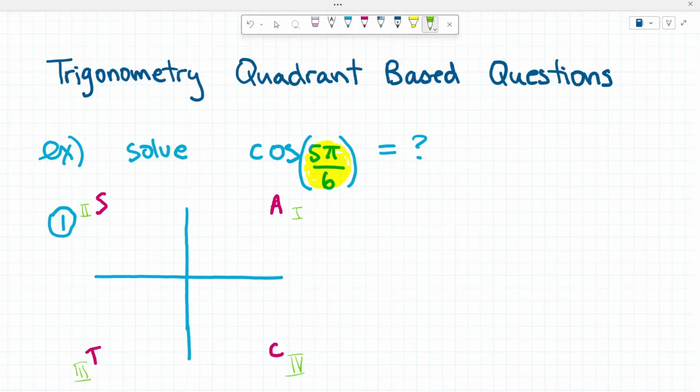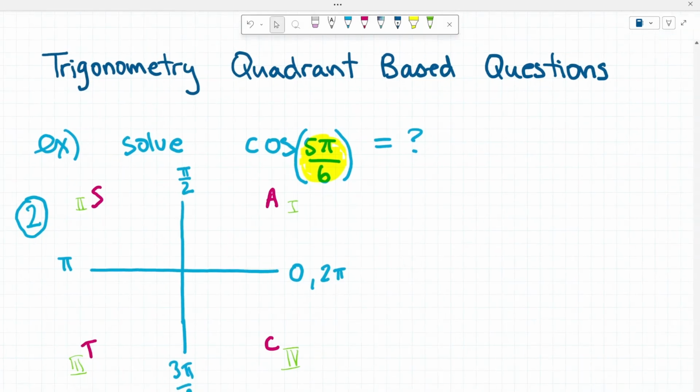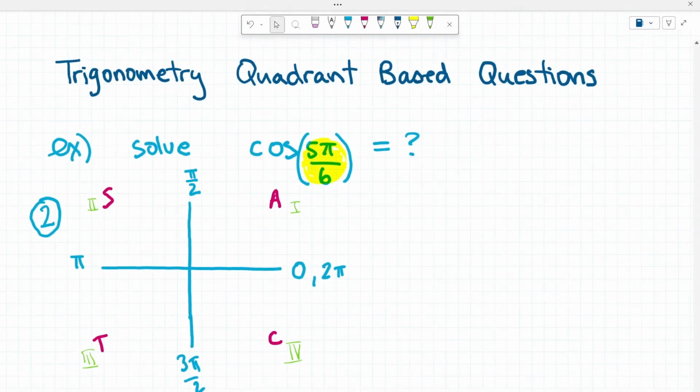Okay, so what does that mean for us over here? First of all, we see that we have cosine. Step 2 is going to be to determine what quadrant our angle falls under. If we do the full unit circle, let's start from 0 to pi over 2 to pi to 3 pi over 2, and it goes all the way back to 2 pi. We need to determine which quadrant 5 pi over 6 falls in. Well, it's bigger than pi over 2, but it's less than pi. So that means it's going to fall under quadrant number 2.